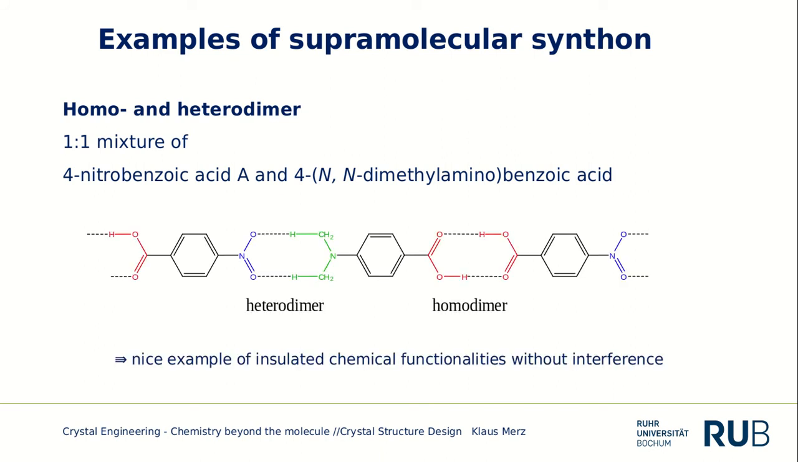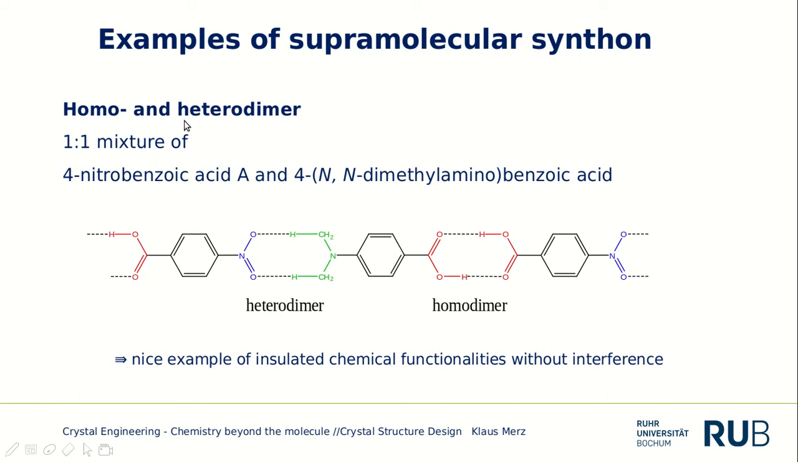This is very nice. You see it here. This is a chain. Do you see the nitrobenzoic acid with the nitro substituted acid, and this is the amino substituted acid. In this case, you have a heterodimer, or a heterosynthon, you can say. And in this case, you have a homosynthon. This is a very nice example because once you can use both.